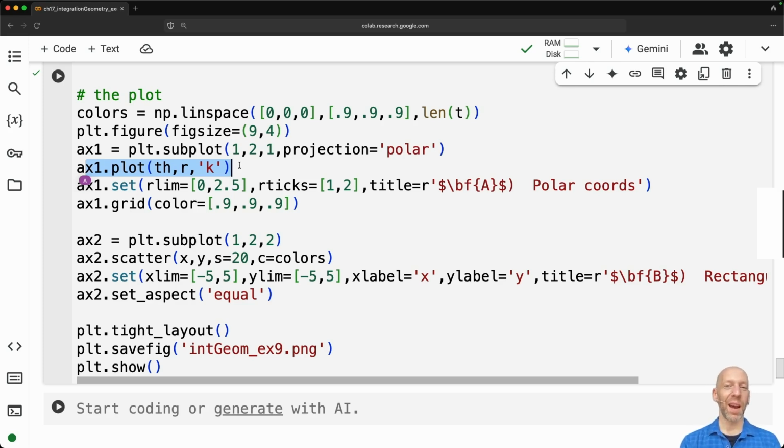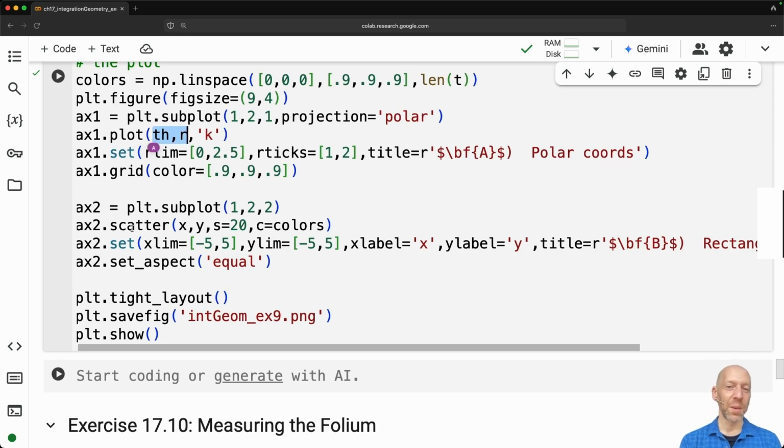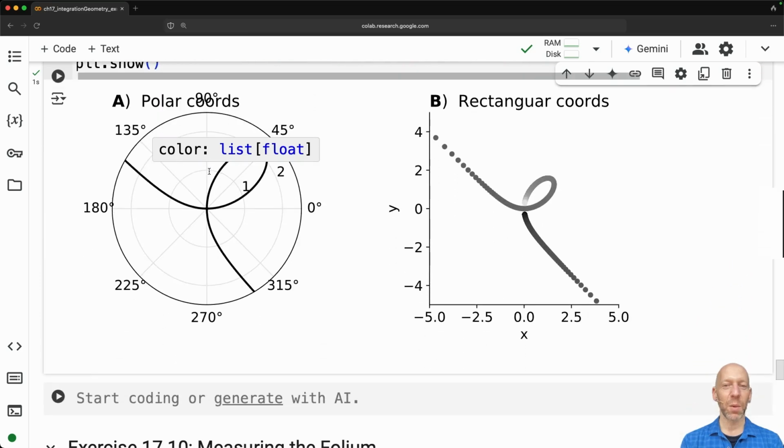Now, I have to admit, I often forget whether we specify theta and then r or r and then theta, so which order those get inputted into the plot function. If you are uncertain, no problem. Just open up a browser and look up how to generate a polar plot, and then you will see the answer. Okay, yeah, and then the other one is easy, scatter x comma y. Okay, so that is pretty straightforward for the rectangular coordinates.